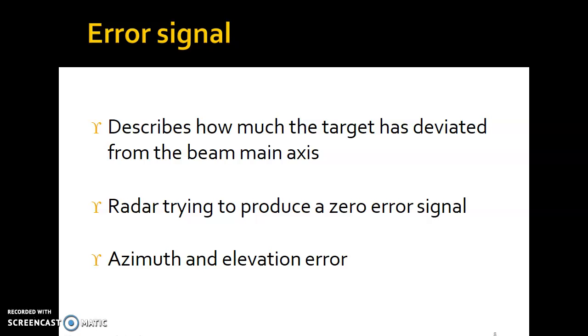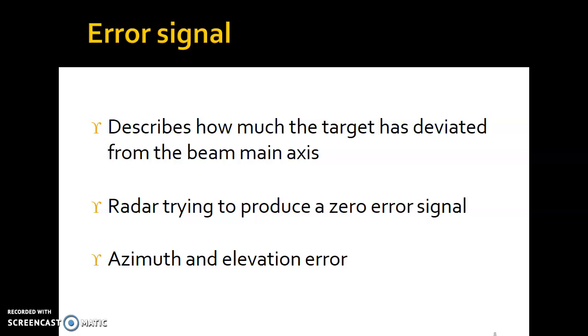Okay, next is the error signal. Now, how is the error signal detected in this process? Error signal basically describes how the target has deviated from the beam main axis. They are trying to produce zero error signal, azimuth and elevation error. How much is the elevation error and what is the azimuth error that is being detected in our signals. So they are trying to produce a zero error signal, which is the most accurate radar basically.